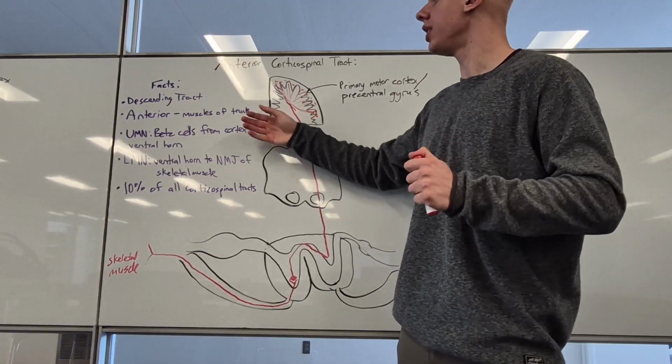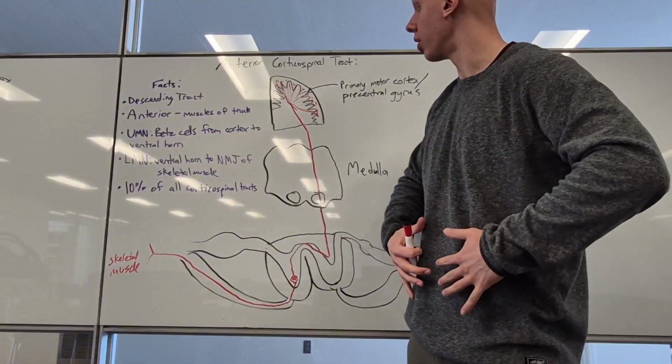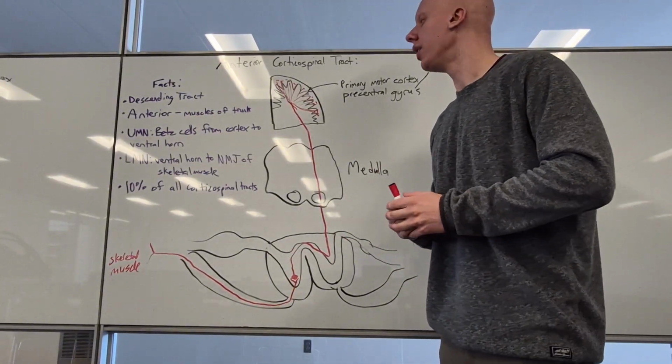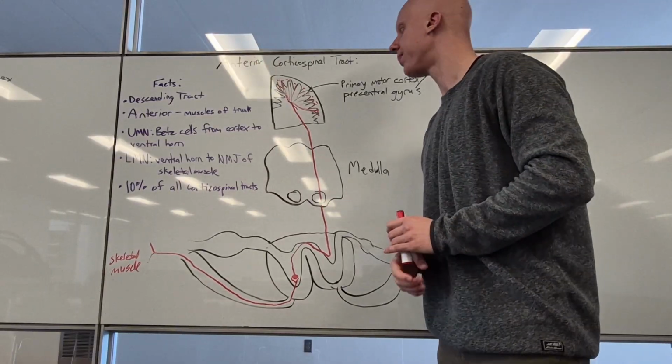So this tract is going to go to muscles of the trunk. All right, so muscles of our trunk is what it is going to control. The lateral corticospinal tract controls muscles in our limbs, and we're going to go over that in a second.